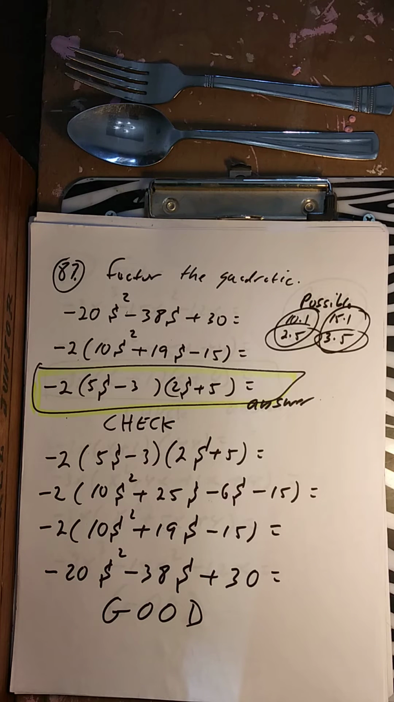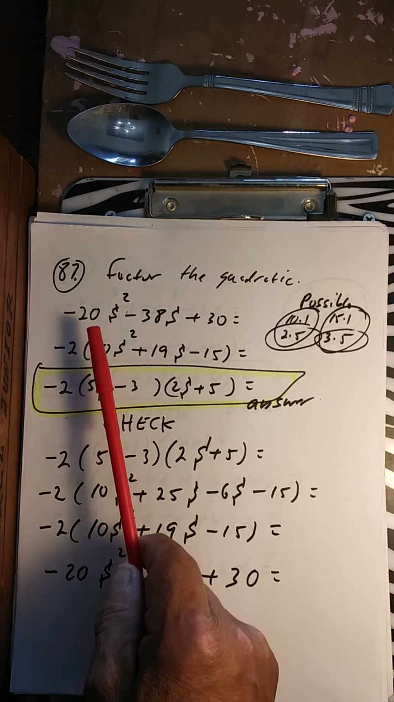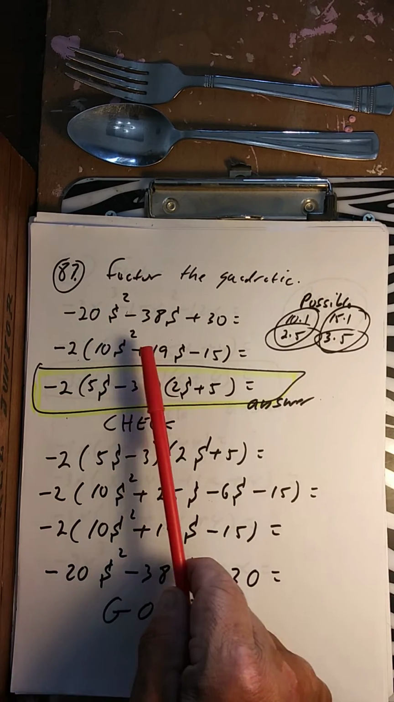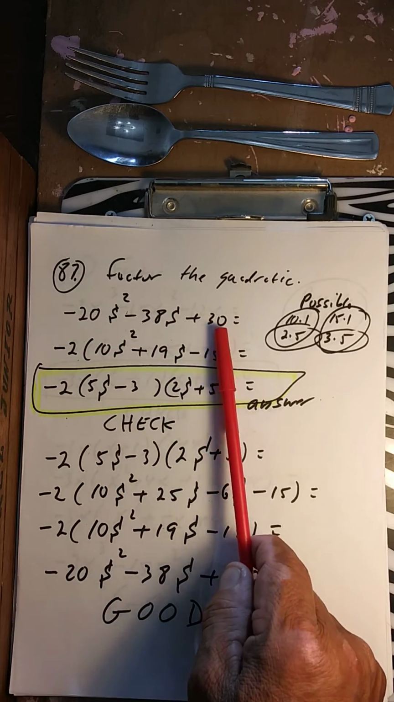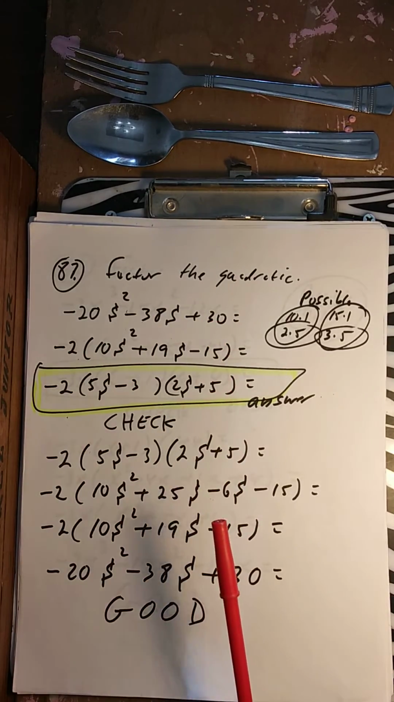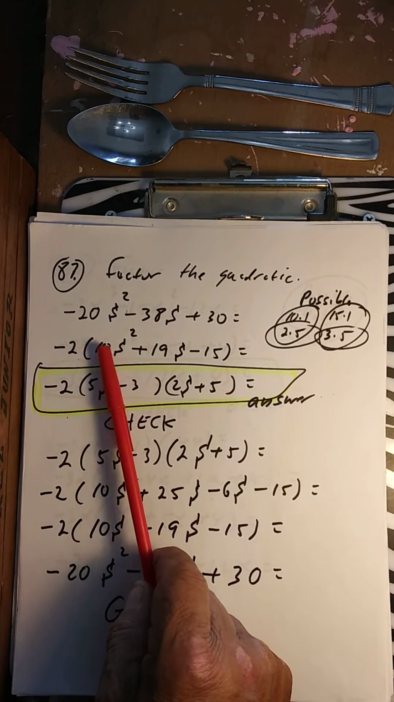Factor this. Okay. We can take a -2 out from it first. So -2 times this is -20s squared. Yes. -2 times this is going to be -38s. Yes. -2 times that is going to be -30. Yes, plus. Okay. So it's going to be positive, positive, negative.